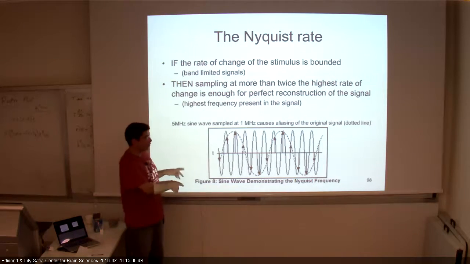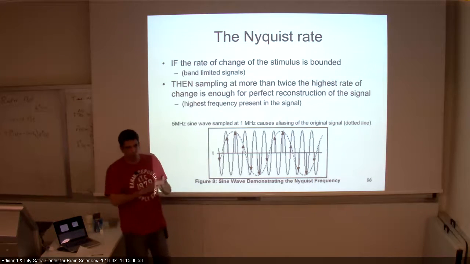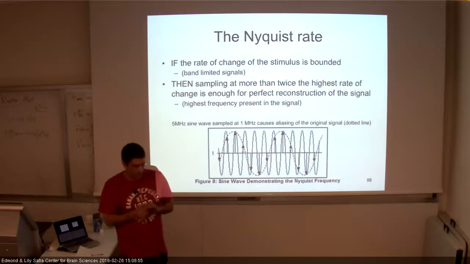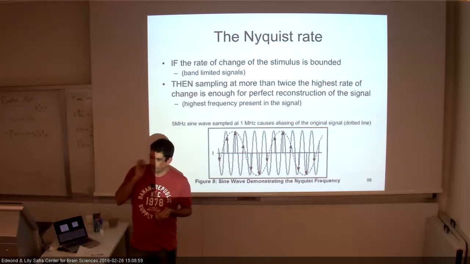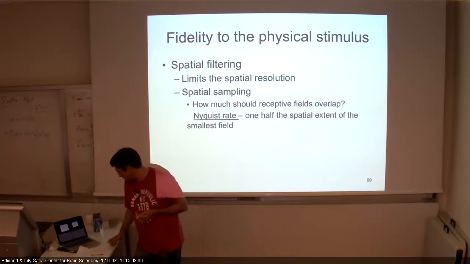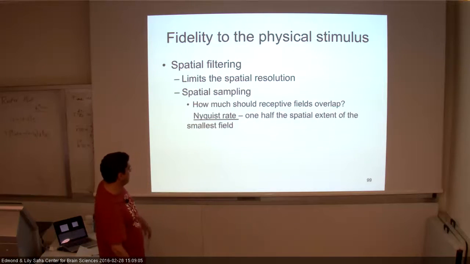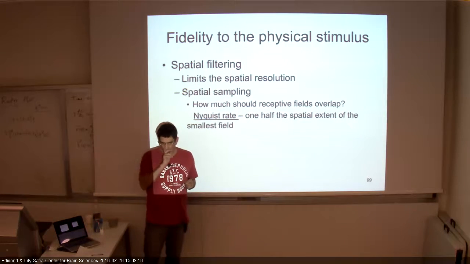Again, in order to resolve the full amplitude, etc., you will need more, and the rule of thumb in signal processing is about 5 times higher. If you go 5 times higher than the frequency, you can resolve most of the signal with high accuracy. So what does this mean in terms of the visual system, for example?